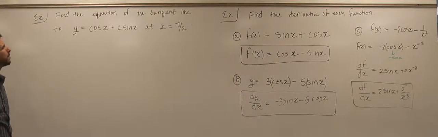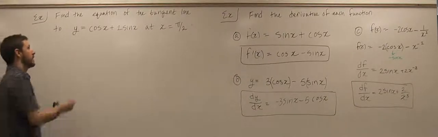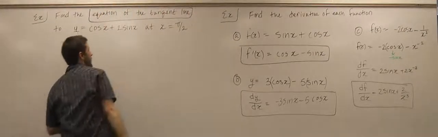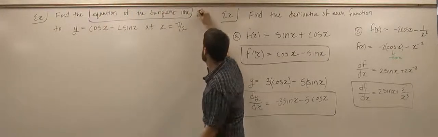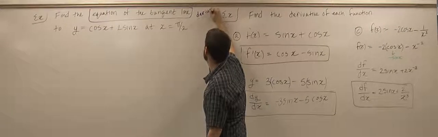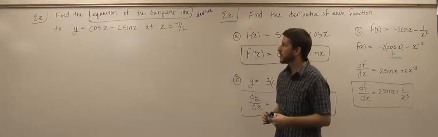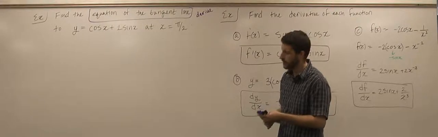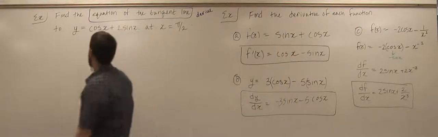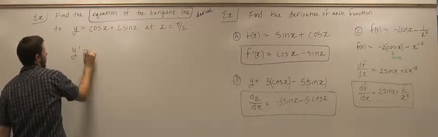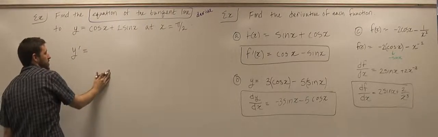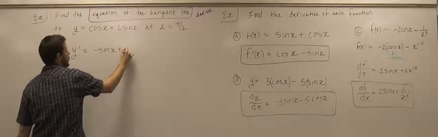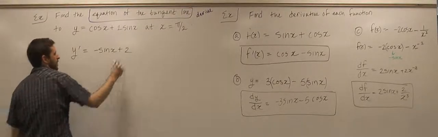So what do you think? If you're trying to find an equation of a tangent line, you know you're going to have to take a derivative. That will give you the slope of the tangent line, and then you can go back and find a point and then do your formula. So first we need y prime. The derivative of cosine is negative sine, plus 2 times the derivative of sine.